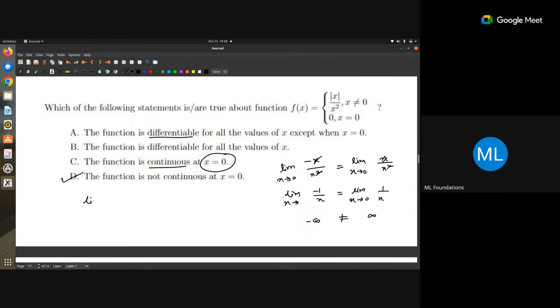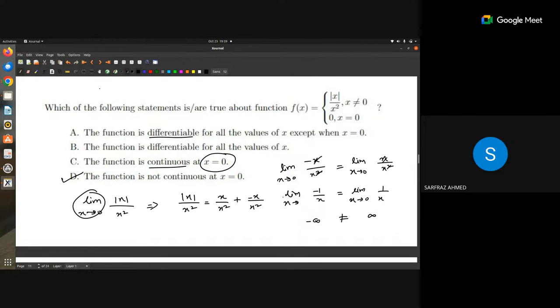Okay, I'll tell you. See, this is the limit as x tends to 0 of mod x divided by x square. Leave this limit aside for now and just think about mod x by x square. What does that mean? When x is positive, it will act like x by x square. And when the value is negative, we want to make it positive, correct? So for that, I should have minus x by x square, correct?